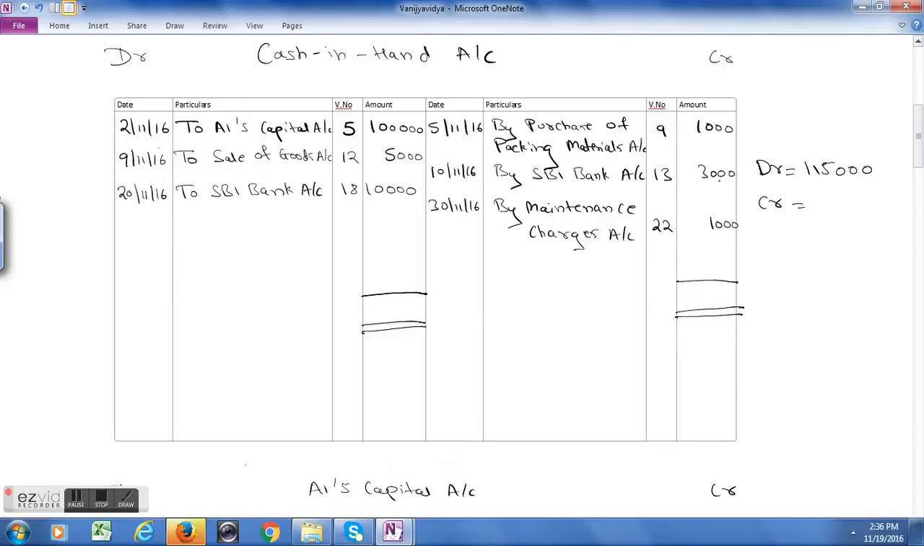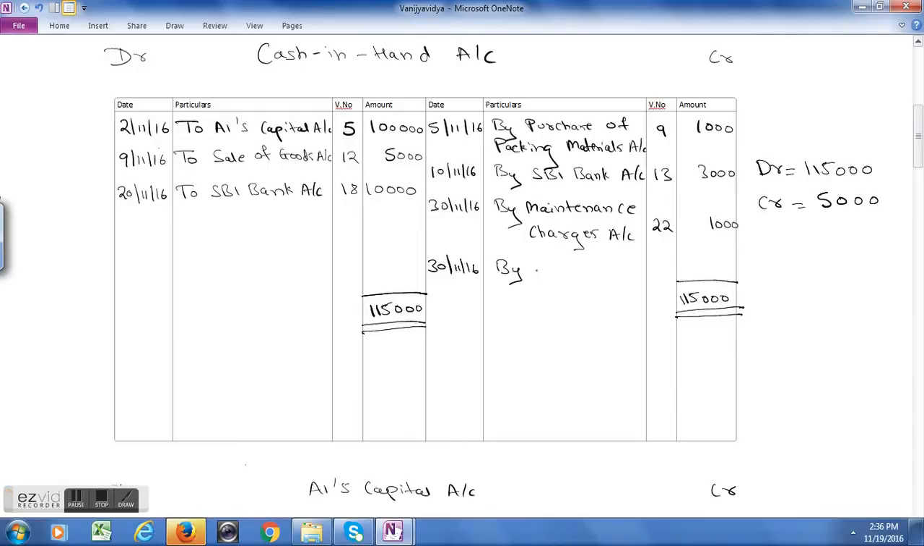Credit side total is how much? 3,000 plus 1,000 plus 1,000, so 5,000. So 1,15,000 debit side total is greater, so we will be writing it as 1,15,000 on both the sides. But the credit total is only 5,000. So balance, that is how much? 1,10,000. That will be the closing cash balance.